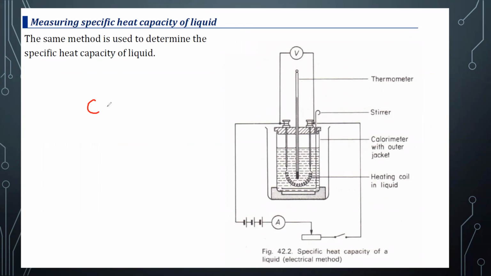So we have the formula C equals VIt divided by m delta theta. V is the voltage, I is the current, t is the time for which the heater is switched on, m is the mass of the liquid inside, and delta theta is the change in temperature, which can be measured by final minus initial. But because the liquid does not conduct quickly, we should stir it so that there is uniform mixing and a uniform temperature throughout.